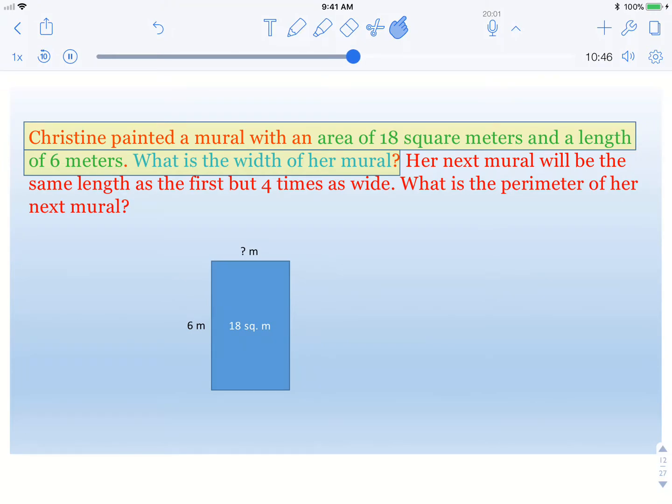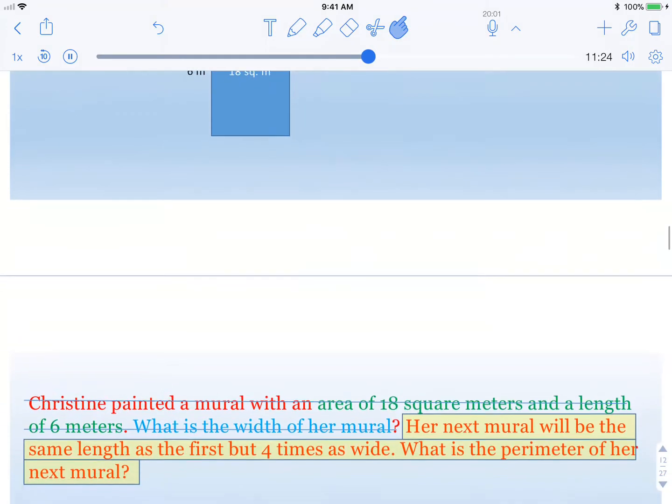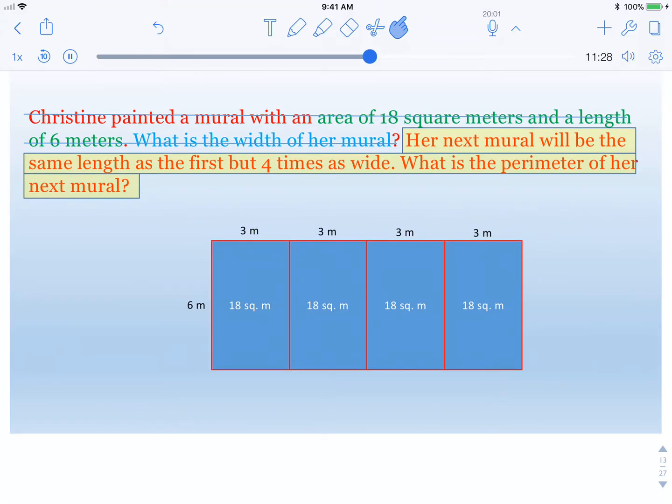And in most cases, when you're talking about operations in math, if I multiply to get an answer, what would the opposite be? What would I do to find out what one of the sides is? Okay, I would have to divide. So you'd say 18 divided by the side that we do know. 18 divided by 6 is 3 meters. Okay, so now we know that one side is 3 meters. The other side is 6 meters.